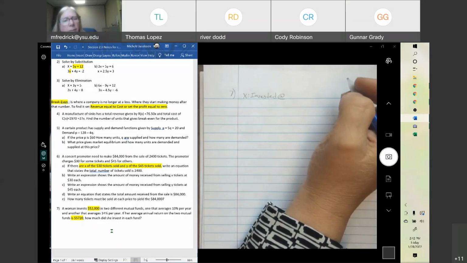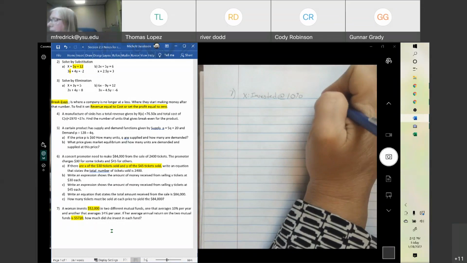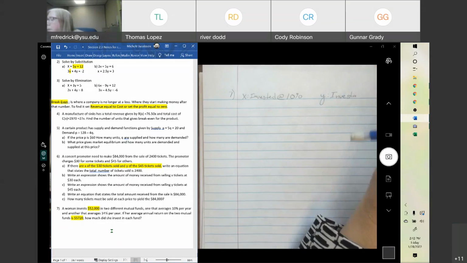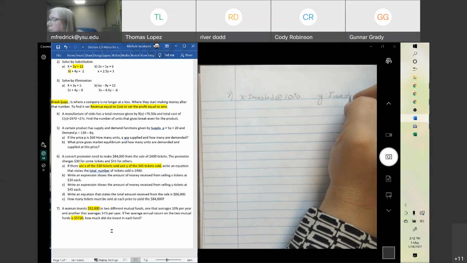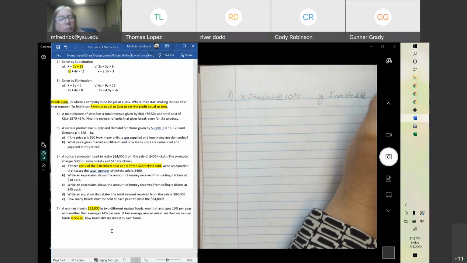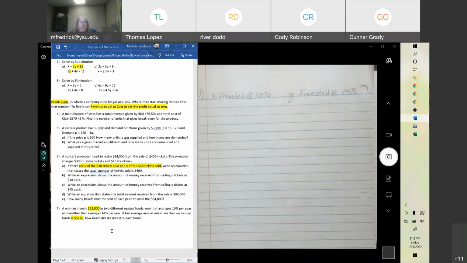So I'm going to let X be the amount she invested at the 10%, and Y the amount she invested at, so I think it was 14%. When it doesn't have them labeled like the one before, you need to label it. That way, when you get to the answers, you're not going crazy trying to remember which stood for which.